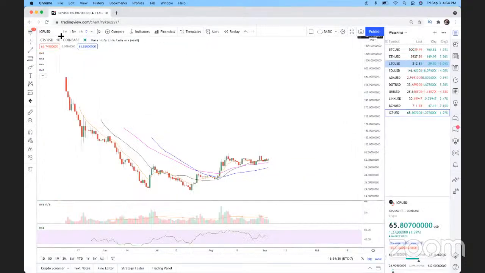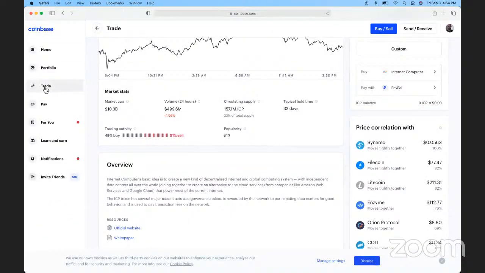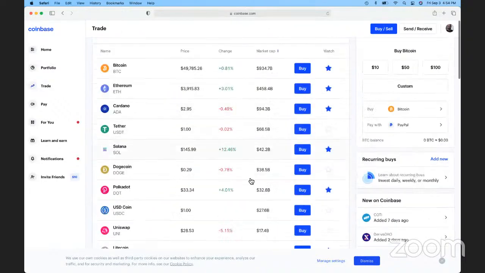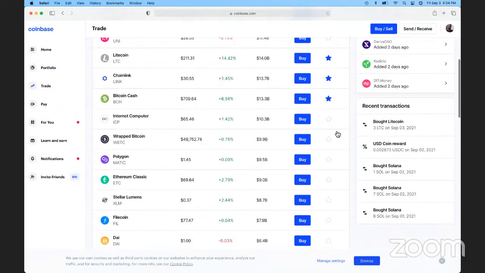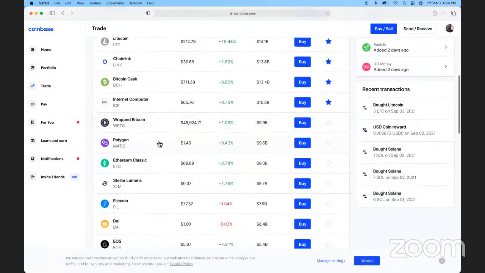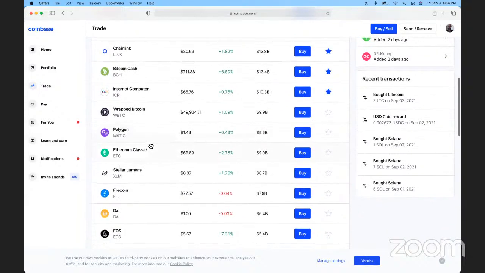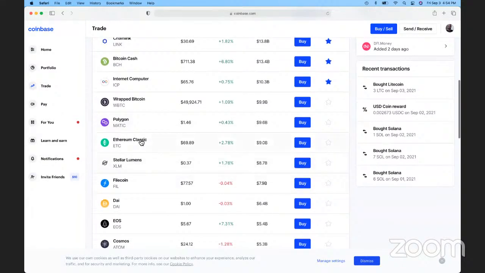All right, and then let's see if there's something else. We'll go back to trade. All right, so that was down here. This one is too expensive. Wrapped Bit. Polygon. This is new to Coinbase, but I'll pass on it for now. It's Ethereum Classic.